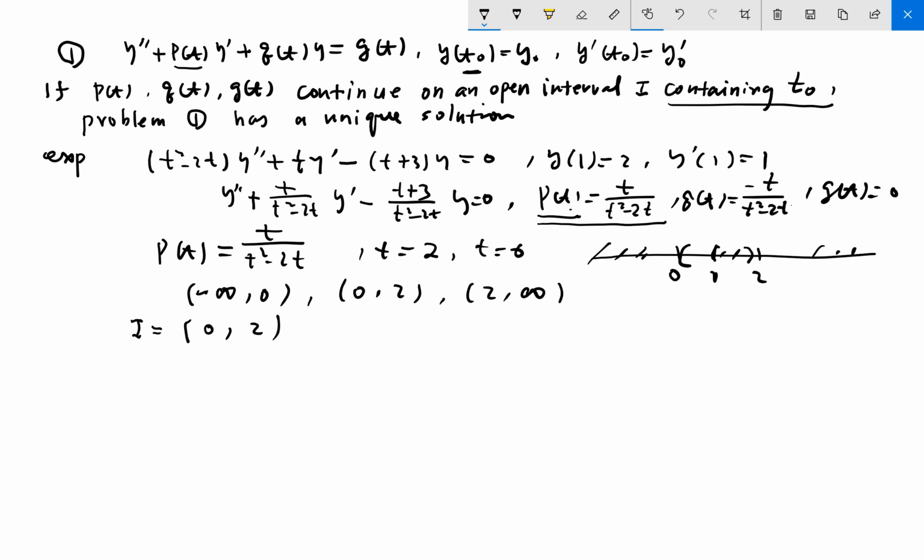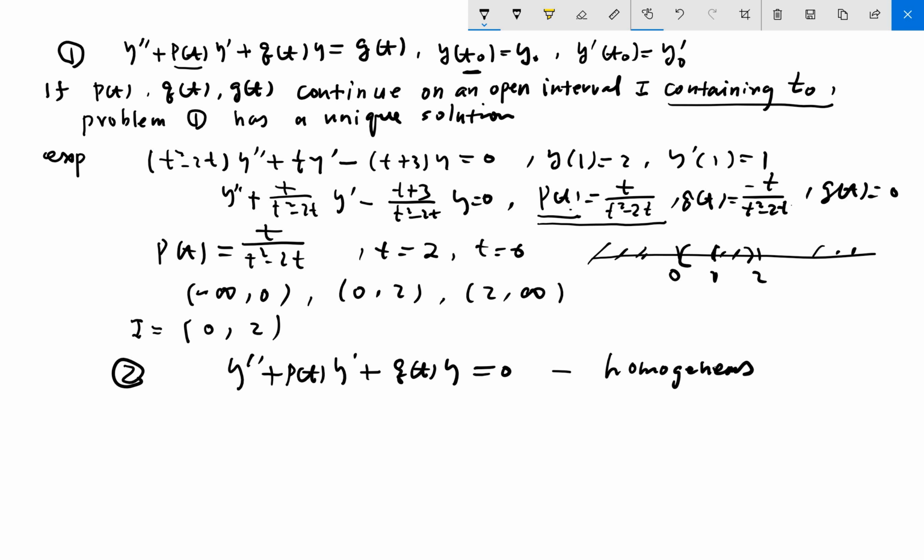Now let's answer the second question. In the second question, we're going to deal with this one: y double prime plus p of t y prime plus q of t y equal to 0. The difference between equation 1 and equation 2 is that this one is homogeneous. So equation 2 is called the second order linear homogeneous equation.